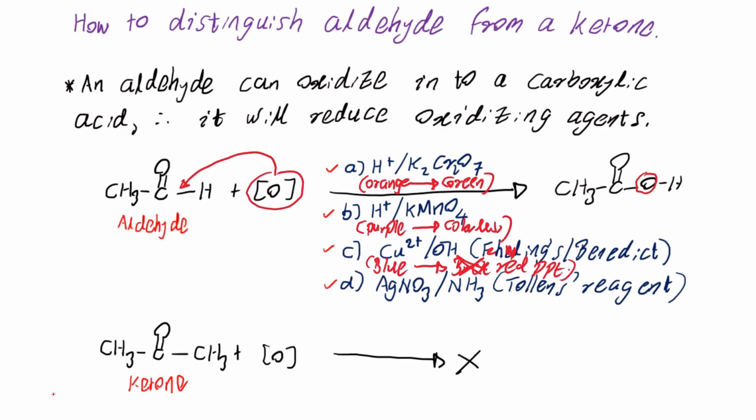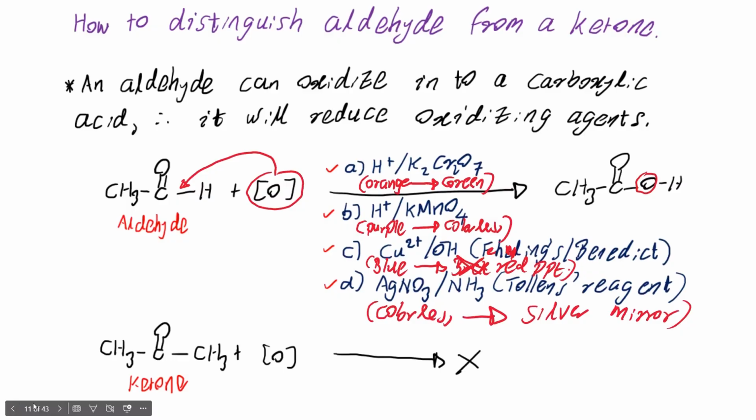Then when you add silver nitrate in an ammonia medium, we call it Tollens' reagent. Silver nitrate in ammonia medium is colorless. When you add the aldehyde, the aldehyde gets oxidized, so silver nitrate gets reduced to silver metal. Silver metal deposits on top of the glass, and you get something called a silver mirror. Because the silver metal deposits on the glass, it looks like a mirror, so we call it a silver mirror. So we have these things formed.